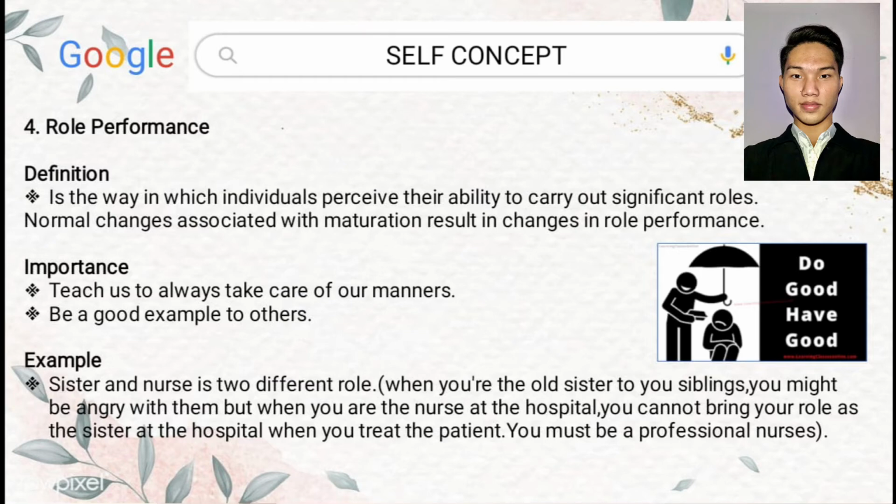An example of role performance is that sister and nurse are two different roles. When you are the older sister to your sibling, you might be angry with them, but when you are the nurse at the hospital, you cannot bring your role as the sister to the hospital when you treat the patient. You must be a professional nurse.